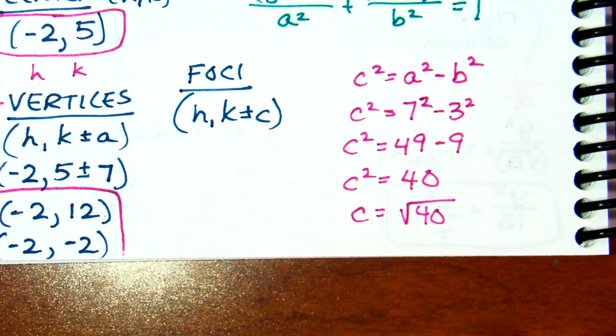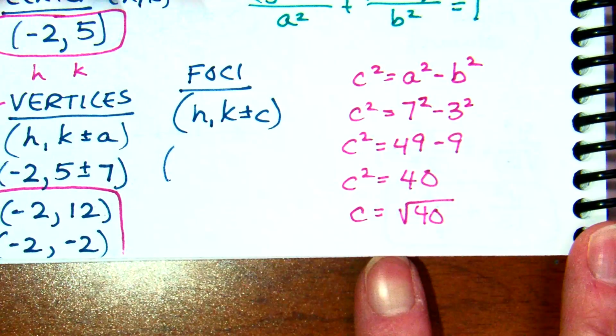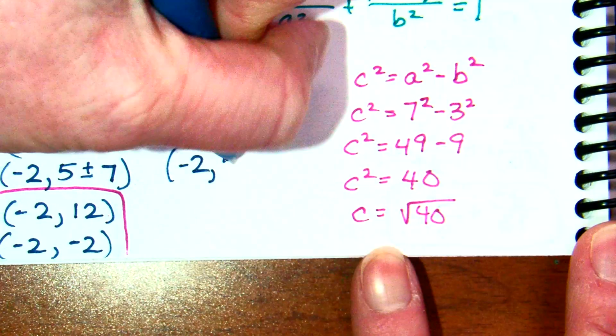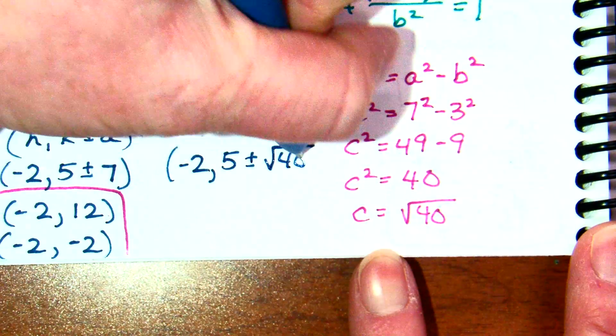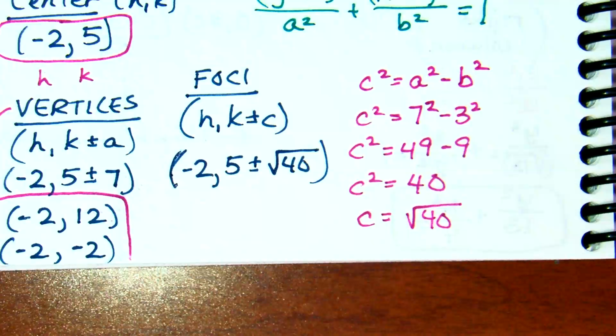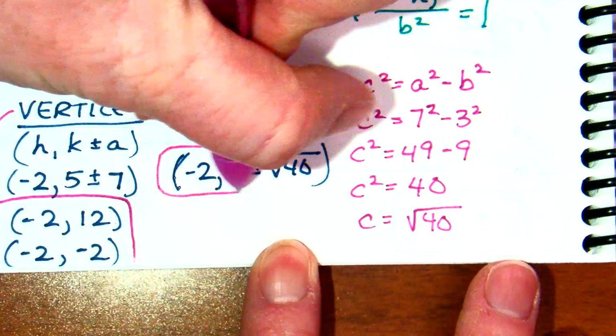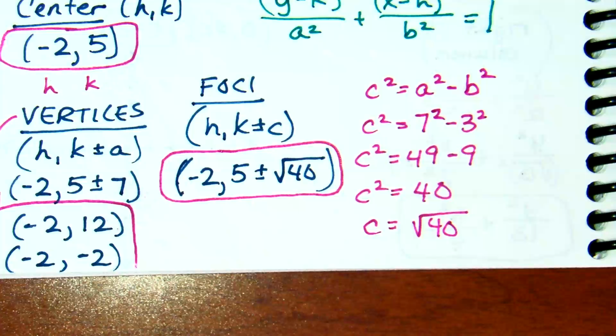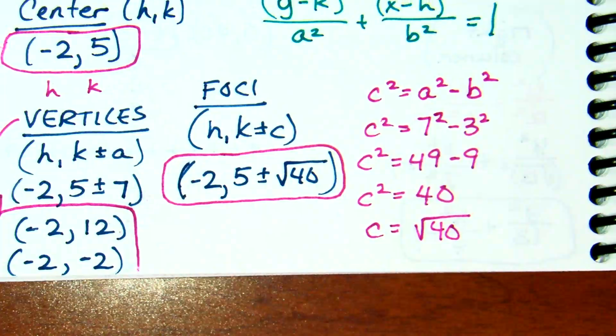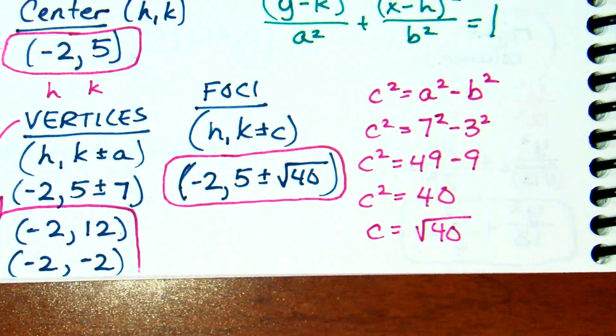Speaking of which, so foci, H, what was H? Negative 2, K, 5, plus or minus, and I just wrote square root of 40. If you wrote 2 square root of 10, that's fine. And what am I going to say about this one? You get to leave it. Okay? If you were just being asked to tell me what are the foci, we don't have to graph them, and there's a radical involved, you can leave it. Same thing with the vertices. If there's a radical involved, you can leave it. You don't have to necessarily work it out.